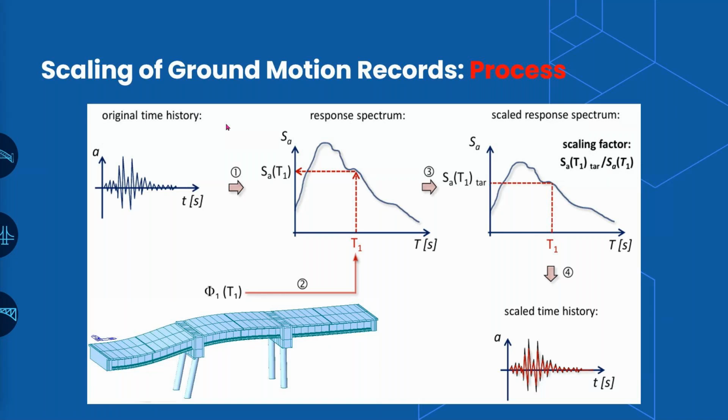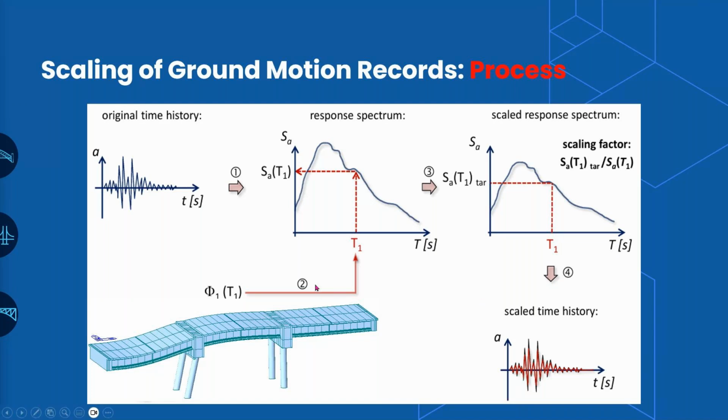The next process is the scaling of the ground motion records. For the scaling, we first take the original time history. This original time history can be taken from different sources. One of the sources which is quite famous and generally used is the PEER NGA West 2 website, wherein we can easily get time history records from numerous events which occurred in the past. So we can select the ground motion depending upon M, R, and the soil data.